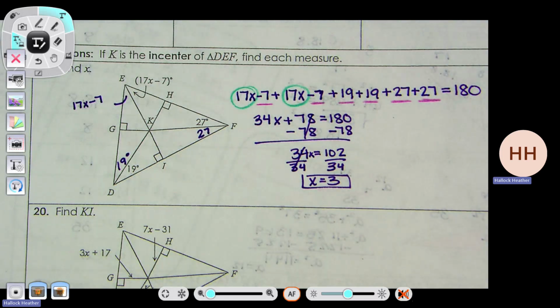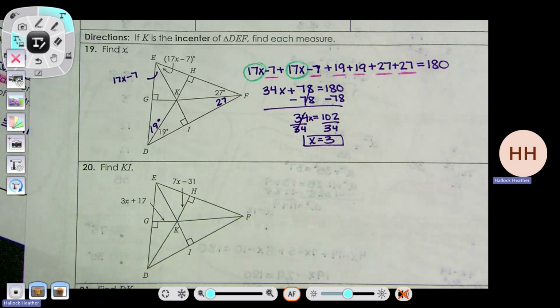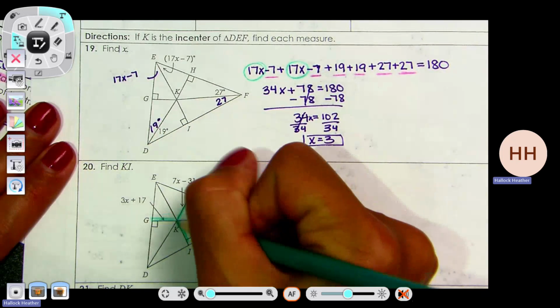So the next ones are lines. So you're not adding to make 180 because they're not angles. What should you do with those two lines? Oh, it's equal to each other. Equal to each other because they're both on the same short piece on the inside. So they're just equal to each other.